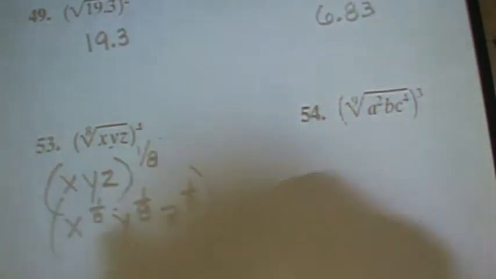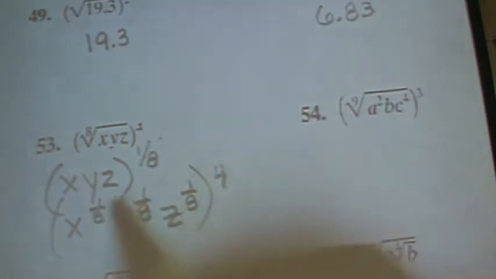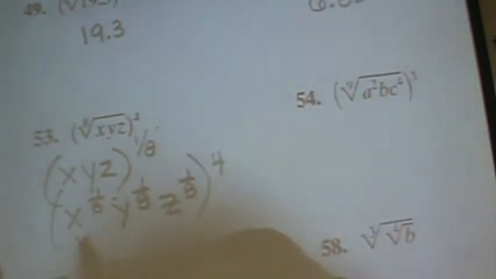But then that is a 4, so you have to distribute that, which is going to make all of these 1/2, because 1/8 times 4 is 1/2.